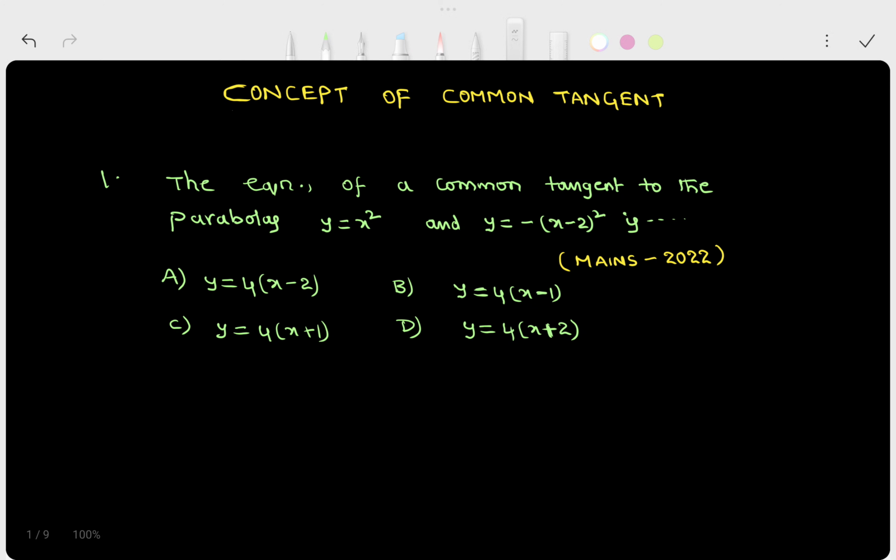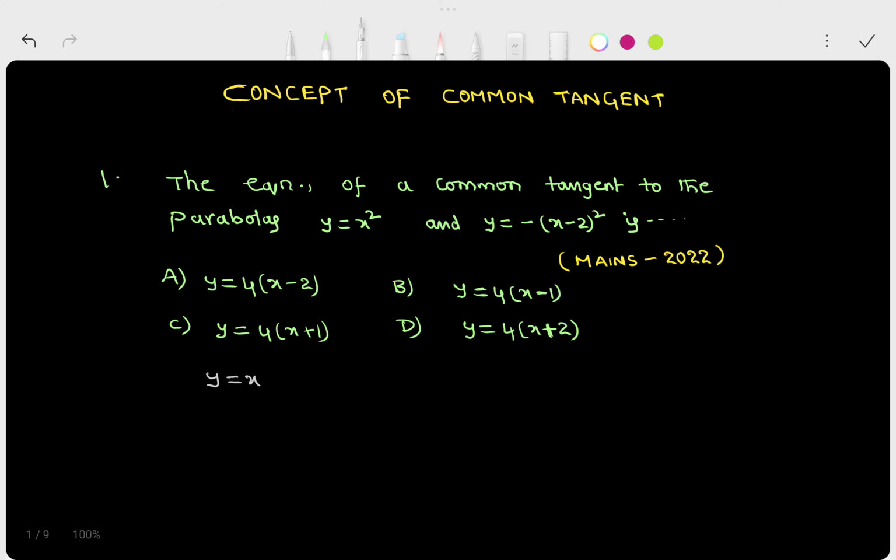In this video we are going to discuss the common tangent to the parabolas y = x² and y = -(x - 2)². It is a very easy thing. See, for the common tangent, first of all, y = x² is given.